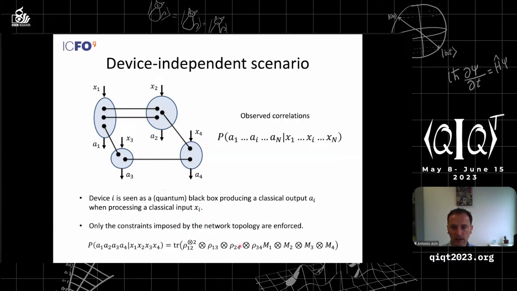Then 2 and 4 have one state, and 3 and 4 have another state. All these tensor products are just given by the network geometry. And then they implement measurements M1, M2, M3, M4, of course as a tensor product, because these are local measurements. I'm going to apply systematically this constraint, which basically says where you put a tensor product in the writing of the quantum objects that may give rise to the observed probabilities.